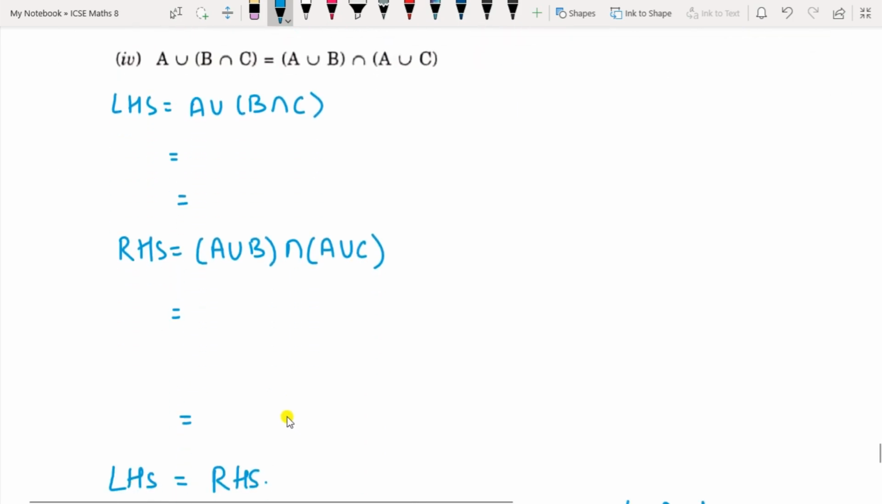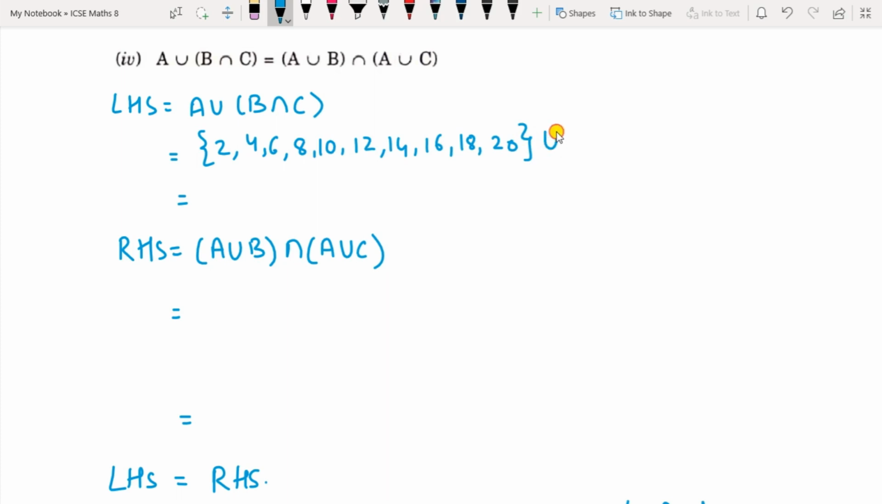So let us see the fourth one here. Now again the distributive law. So A union B intersection C. Write the set first. So A is the set of elements here 2, 4, 6, 8, 10, table of 2, that is 12, 14, 16, 18 and 20. That is the set A. Its union with B and C intersection. B and C intersection comes out to be 3, 6, 9.